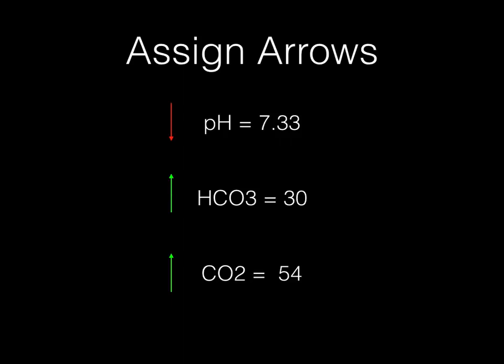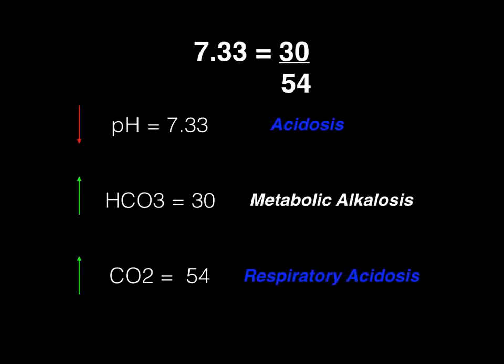So we're going to set up our equation, and now we're going to name the primary and compensation. So here's the equation. 7.33 is equal to 30 over 54. Again, that's just pH is equal to bicarb over carbon dioxide. Now, pH went down. We know it's an acidosis. Bicarb went up. When we're dealing with bicarb, we call that metabolic. Bicarb going up, aka the numerator increasing, should do what to the pH? Well, it should drive it up. So in theory, that's a metabolic alkalosis.